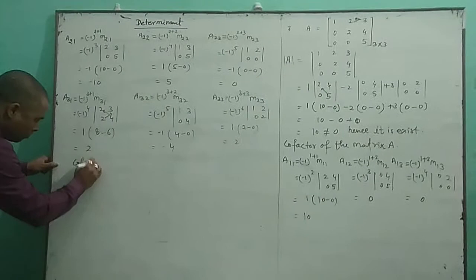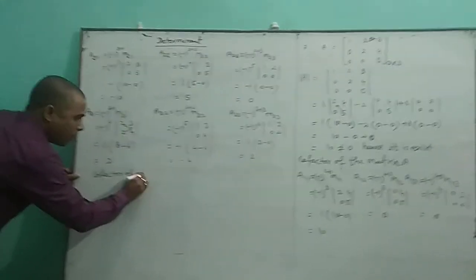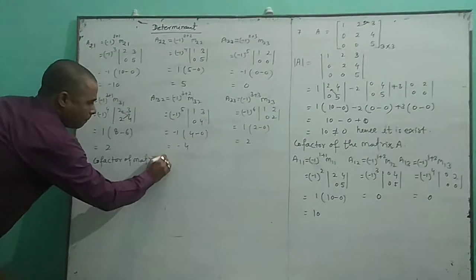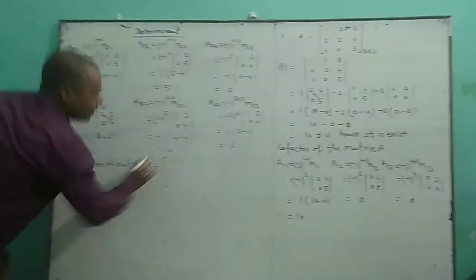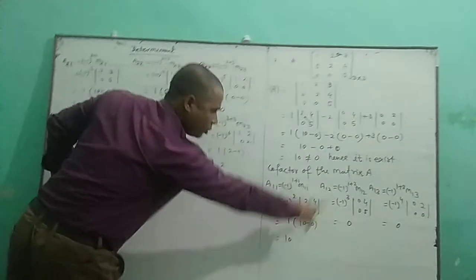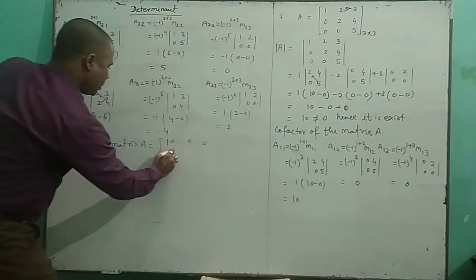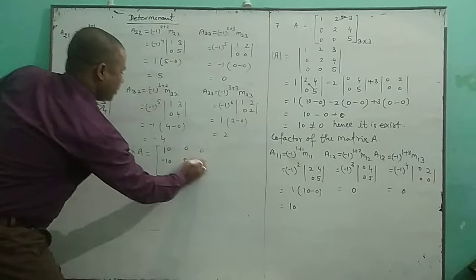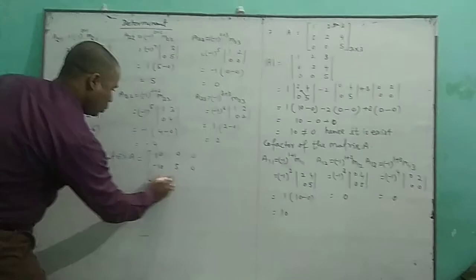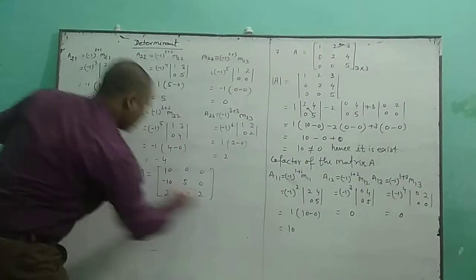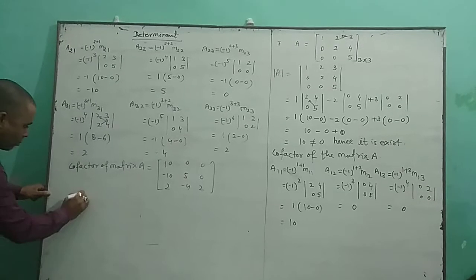So here we have found the cofactor of matrix A, which is equal to all the values in the same order: 10 0 0, next minus 10 5 0, next 2 minus 4 and 2. This is the cofactor. Now what will be the adjoint?